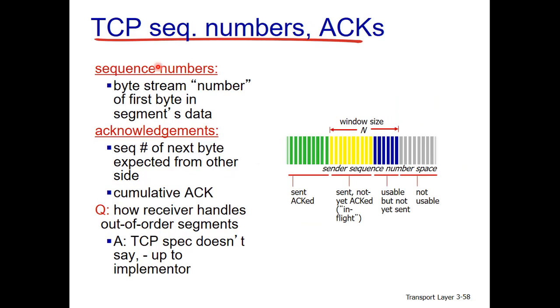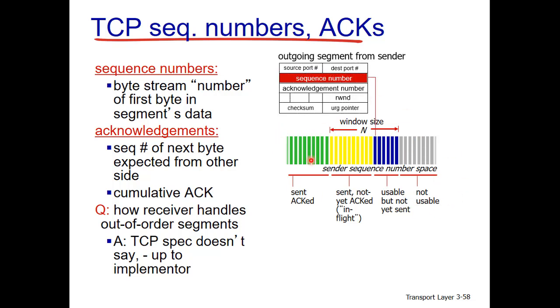So, TCP sequence numbers. We already talked about this figure, so let's try to understand that figure with respect to TCP. The sequence number is the byte stream number of the first byte in the segment's data. We will go into more detail on this. The acknowledgement number is the sequence number of the next byte expected from the other side.